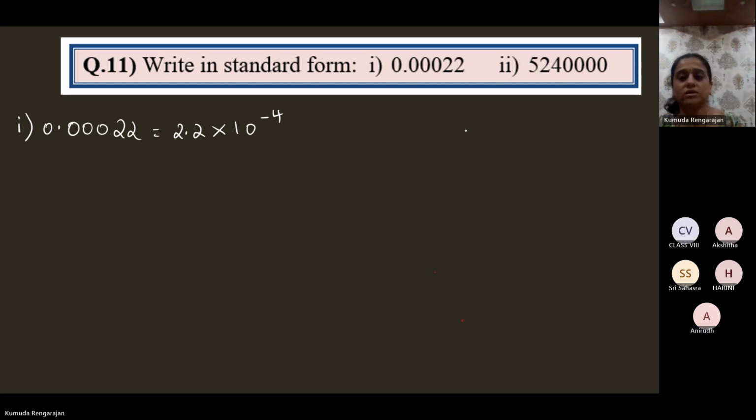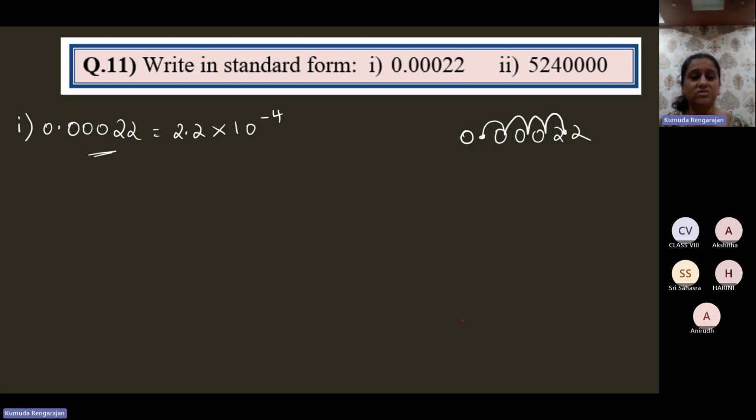Very good. Okay, ma'am. 0.00022. So we know when we have to write a number in the standard form, it's a product with two parts, where the first part is 1 or anything more than 1 but less than 10. So the decimal point is here, 1, 2, 3, 4. You should bring it here so that it becomes 2.2, which is between 1 and 10, into 10 to the power.